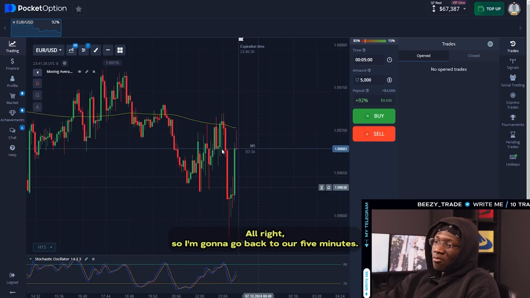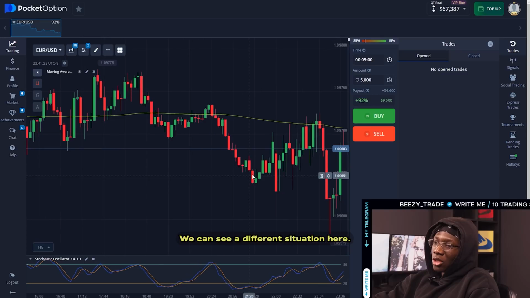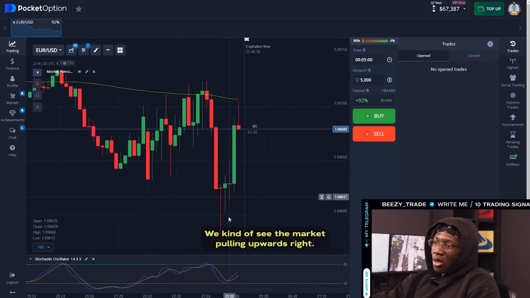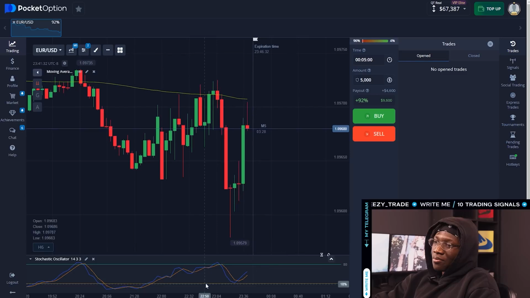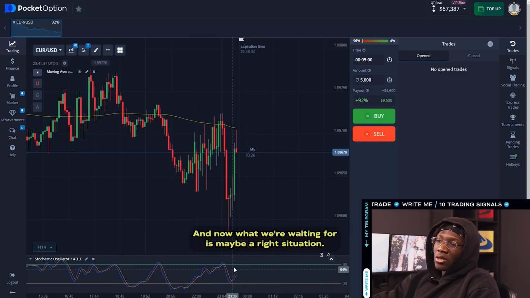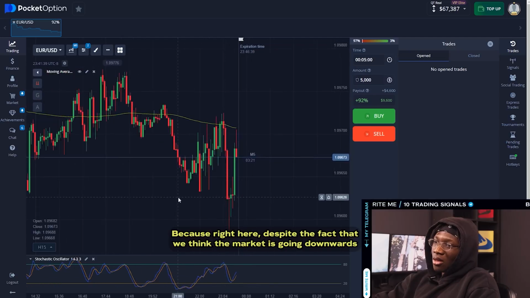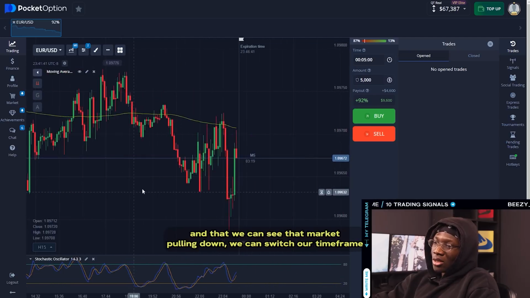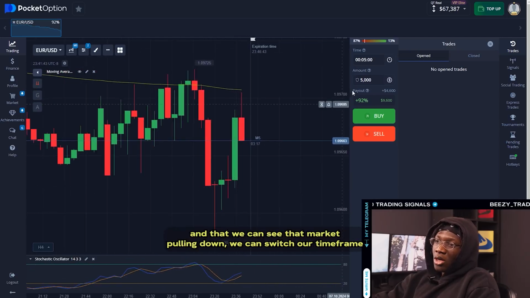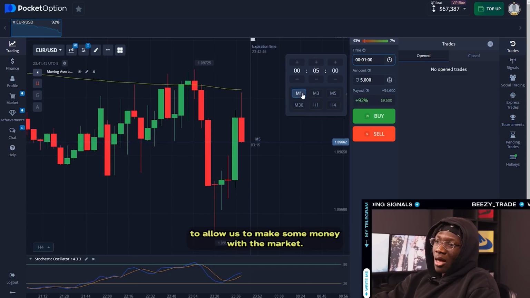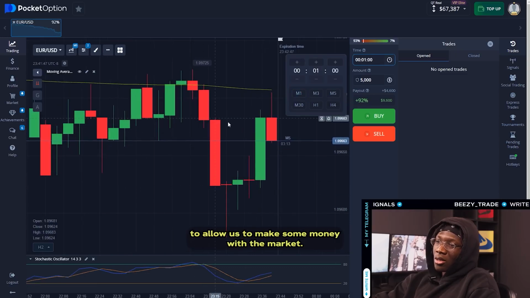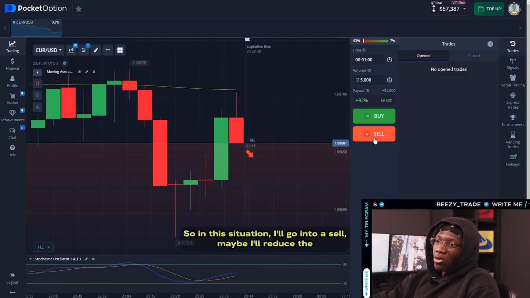So when we go back to our 5 minutes, we can see a different situation here. We kind of see the market pulling upwards, right? And now what we're waiting for is maybe the right situation. Because right here, despite the fact that we think the market is going downwards, and now we can see the market pulling down, we can switch our time frame to allow us to make some money with the market. So in this situation, I'll go into a sell.